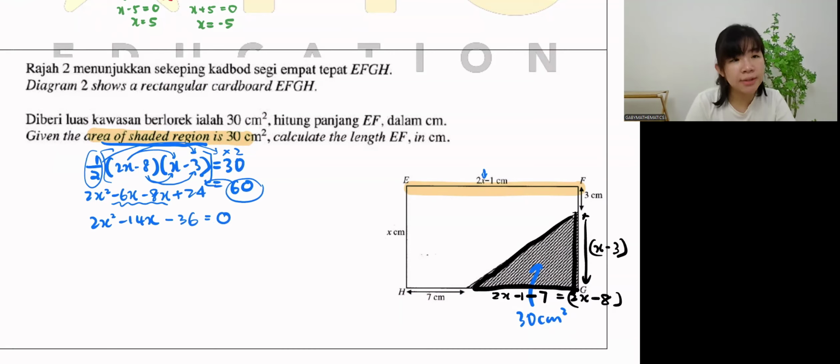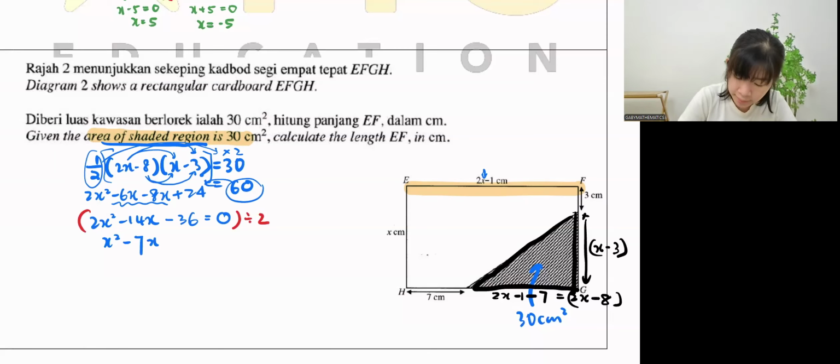Okay, is this considered general form? So general form, always ax squared. Okay, always x squared, and then x, then number, then equals 0. Okay, yes, this is general form. But is this in the simplest form? Can we still simplify it? We want the equation to be the smallest. Everything can still be divided by 2, isn't it? Okay, we divide it by 2. So we get x squared minus 7x minus 18 equals 0. Okay, so this is the smallest, the simplest form.